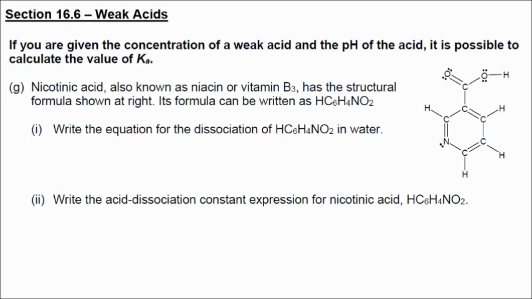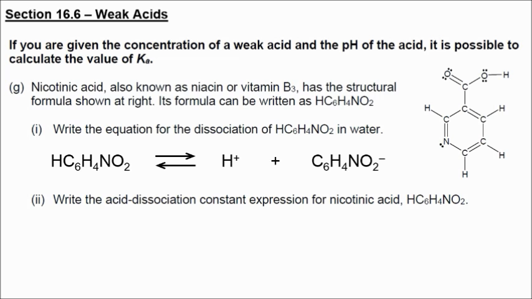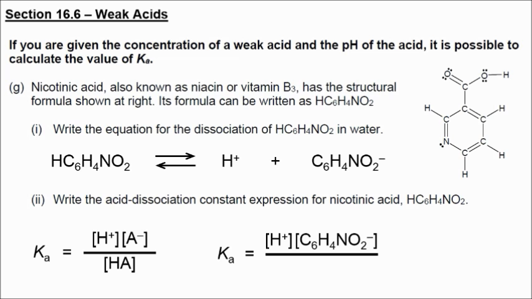If you are given the concentration of a weak acid and you're also told the pH of the acid, it is possible to calculate the value of Ka. So that's what we're going to do in this problem. Nicotinic acid, also known as niacin or vitamin B3, has the structural formula shown at right. Its formula can be written as HC6H4NO2. So the equation for the dissociation of nicotinic acid in water would be to write the formula of the acid, double arrows, and then H plus and C6H4NO2 minus. So the Ka expression would be the concentration of H plus times the concentration of C6H4NO2 minus divided by the concentration of the nicotinic acid molecule.